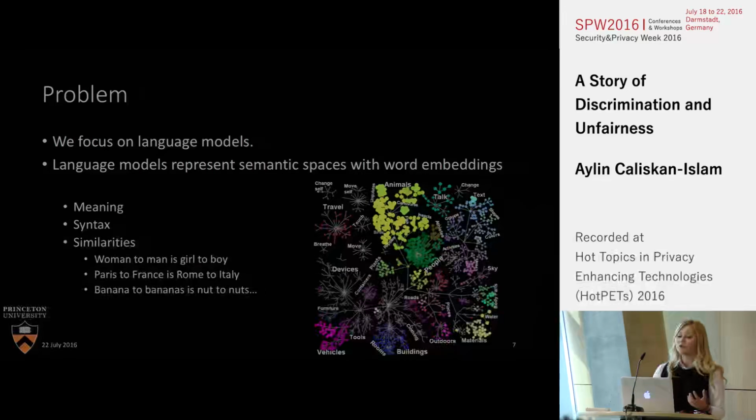Language models are distributed word embeddings that represent semantic spaces for different languages. Once they are able to represent the semantic space, you have these words, which are, let's say, 300-dimensional machine learning numerical feature vectors. They capture the meaning of the word. They capture the syntax. They can also capture and understand similarities between words and phrases. When you ask the language model, woman is to man, then girl is to what? It would say boy. If you have Paris to France, then Rome is to what? The model will be able to tell you that Rome is Italy's capital. And when we say banana to bananas and we have nut, it will be able to tell you that's nuts.